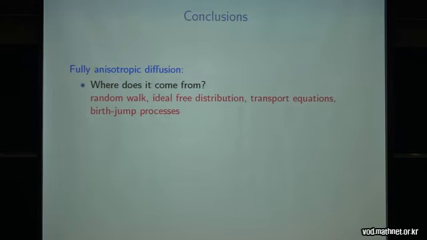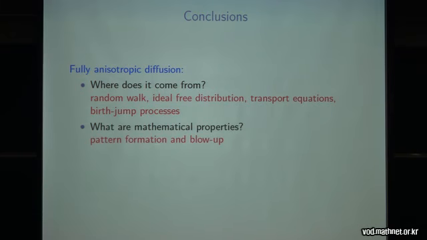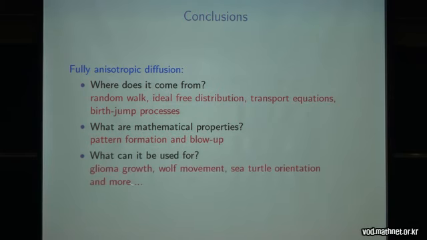So then let me summarize. There was a lot going on here. So it was about fully anisotropic diffusion. Where does it come from? I talked about random walks, about the ideal free distribution, and then about transport equations and birth-jump processes. So they arise very naturally. There's no effort to get these models. Mathematical properties, they have pattern formation, non-constant steady states, and blow-up. And then what it's used for, glioma growth, wolf movement.